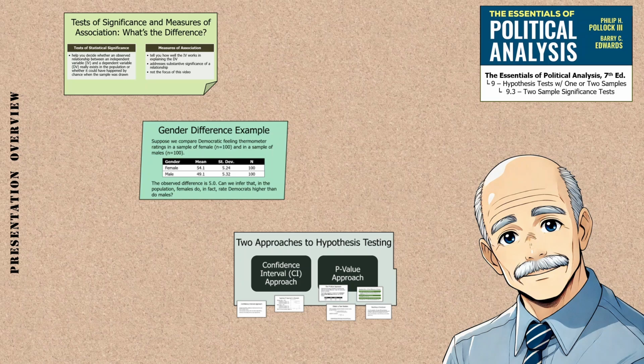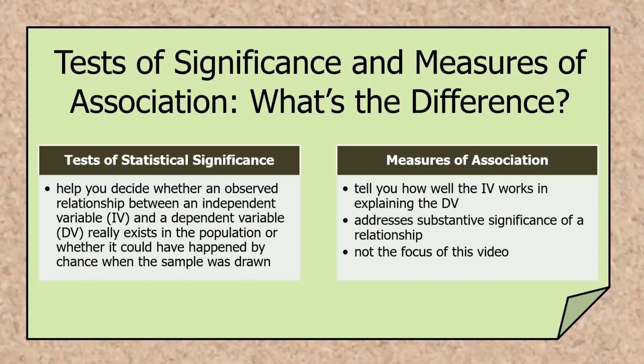How measures of association gauge the strength of an empirical relationship. And which measure of association to use in performing and interpreting political analysis. What's the difference between a test of significance and a measure of association?